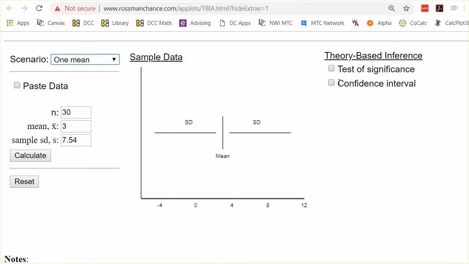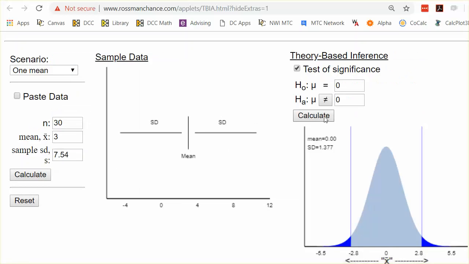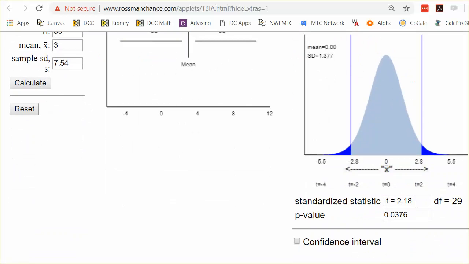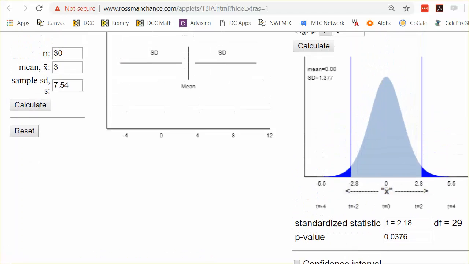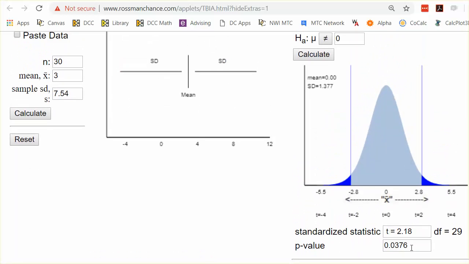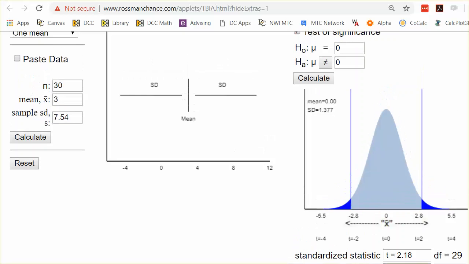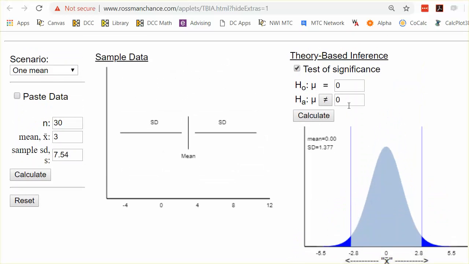Okay, so how do you do a test? Well, we click on test, we calculate the p-value, the mu of the differences is 0, the mu of the differences isn't 0, and we get a t-statistic of 2.18 and a p-value of 0.0376. So because this is less than 0.05, I would say we've got at least strong evidence that this true mean of the differences is not 0.